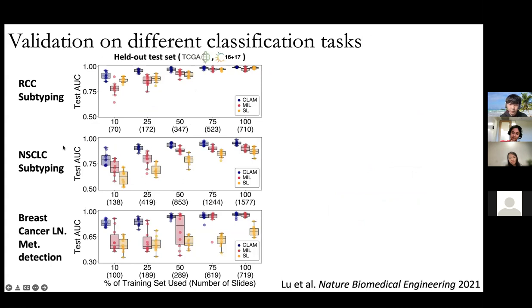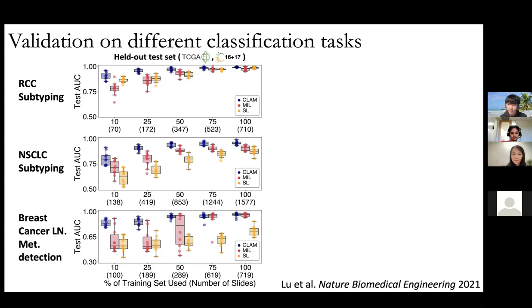In the paper, we benchmark our method against, at the time, several common methods based on the assumptions that I introduced earlier for weakly supervised learning. So the MIL assumption and the same-label assumption. And we benchmark our method across different sizes of training sets and also different classification tasks. Namely renal cell carcinoma subtyping, non-small cell lung cancer subtyping using the TCGA data and also lymph node metastasis detection for breast cancer using the public Camelyon challenge.